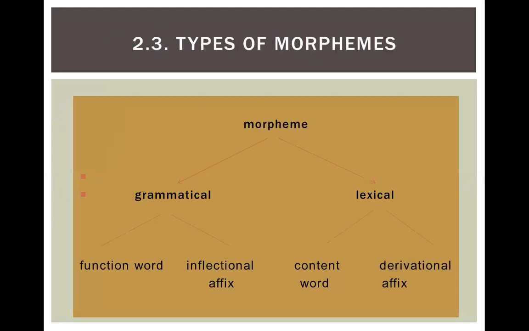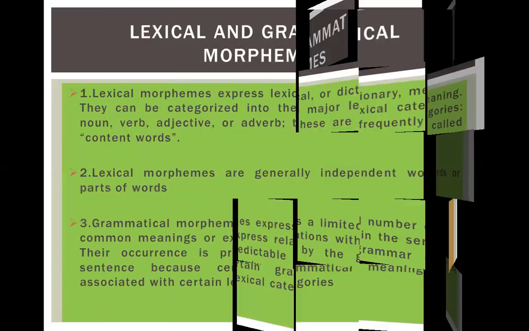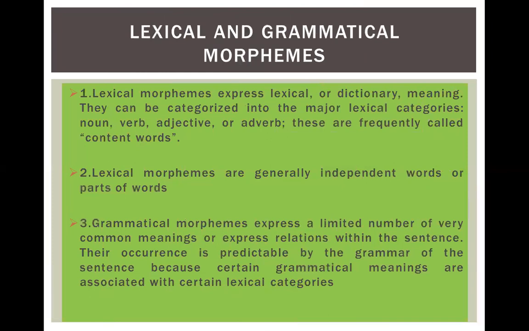When it comes to types of morphemes, we can divide them into two parts: grammatical and lexical. Grammatical have two subparts, function words and inflectional affixes, and lexical also has two parts, content words and derivational affixes. Let's have a look then.